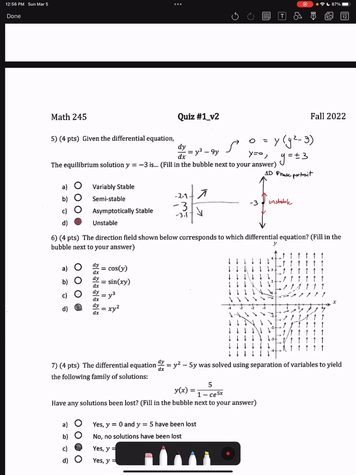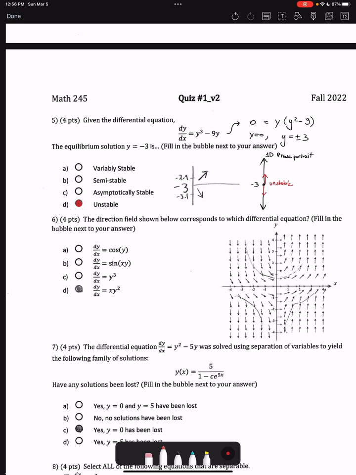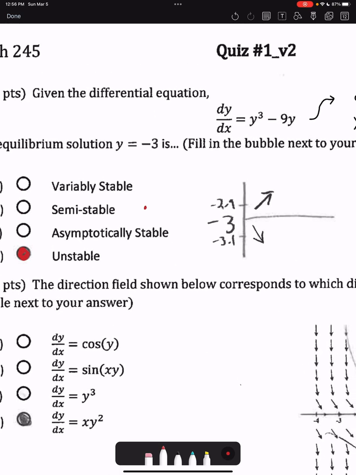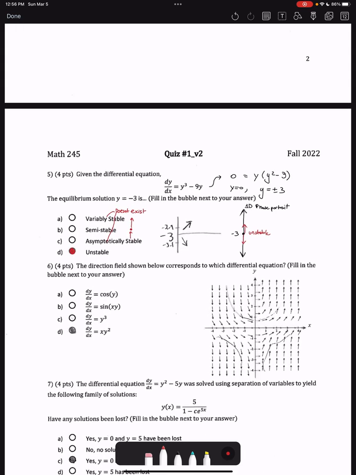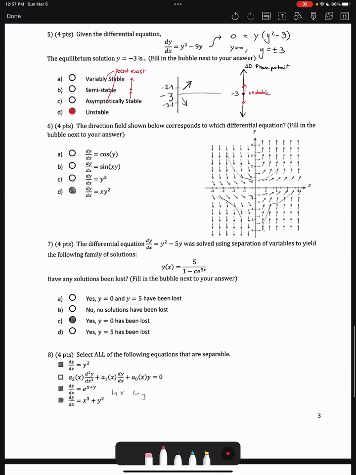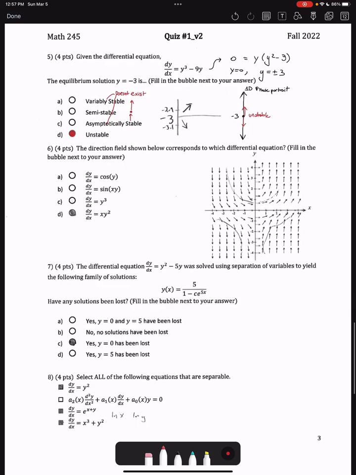So unstable. Semi-stable would have something like this. This is the point, one is going out and one is going in. Variably stable doesn't exist, so this one doesn't exist, or at least we haven't studied it. Asymptotically stable doesn't exist, and so that's the correct answer. Now the direction, okay, I'll do that in the next.